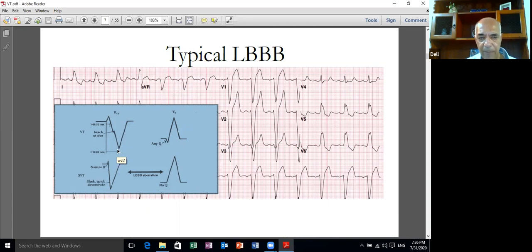If you look at V6, you don't get a Q wave at the beginning of the left bundle branch block morphology. If you get a Q wave, this means that there is a septal infarction or fibrosis, and this means that there is structural heart disease. So a wide complex tachycardia will then be a ventricular tachycardia.